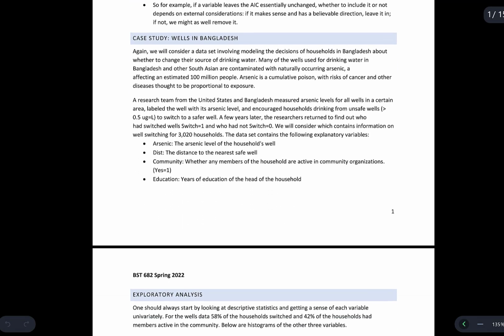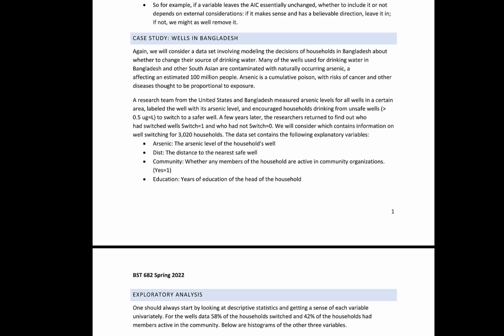So let's look at this case study of wells in Bangladesh. Again, we're going to consider a data set involving modeling the decisions of households in Bangladesh about whether or not to change their source of drinking water. Many of the wells used for drinking water in Bangladesh and other South Asian countries are contaminated with naturally occurring arsenic, affecting an estimated 100 million people. Arsenic is a cumulative poison with risk of cancer and other diseases thought to be proportional to exposure. So a research team from the United States and Bangladesh measured arsenic levels for all wells in a certain area, labeled the well with its arsenic level, and encouraged households drinking from unsafe wells to switch to a safer well.